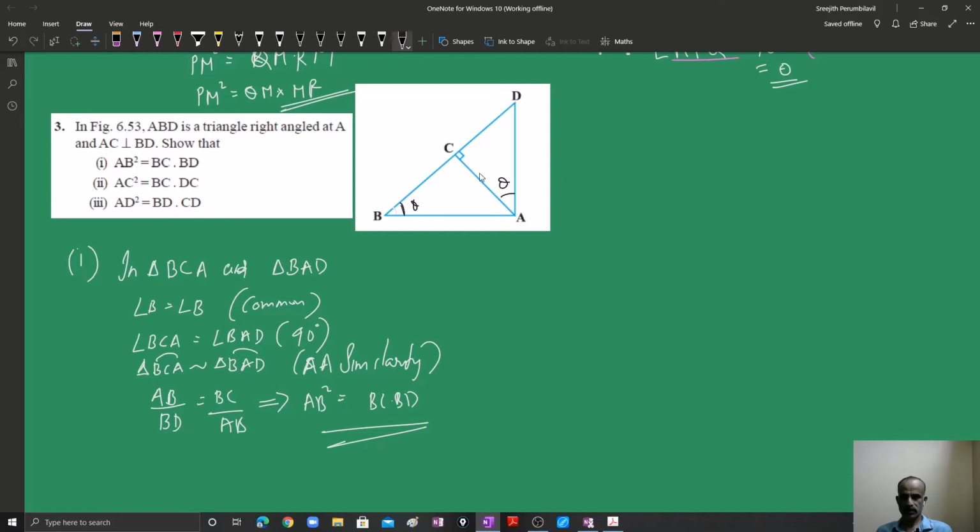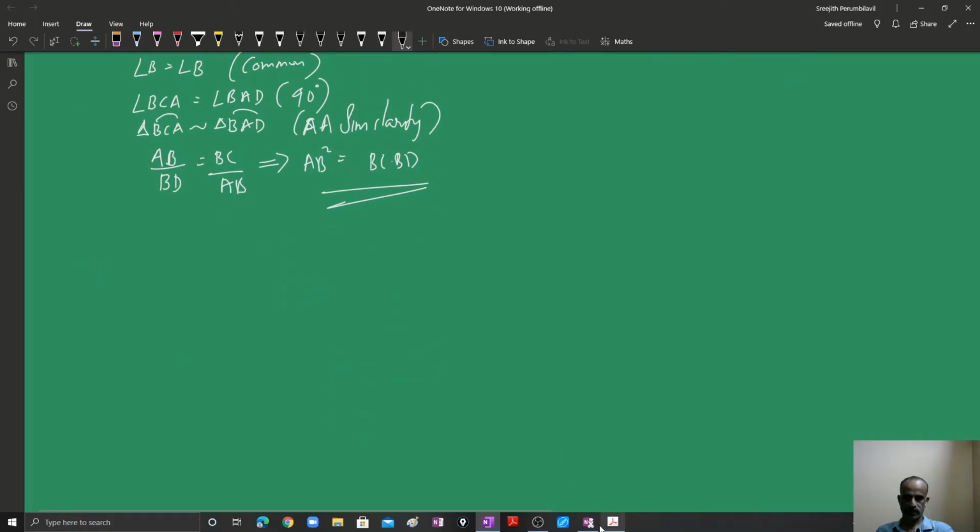So these two triangles are similar. Third one, AD. Can you find two triangles with AD as the side of two different triangles? I'll take DCA and DAB. I repeat, DCA and DAB, and establish that, and you will get the third one. Go, next question.